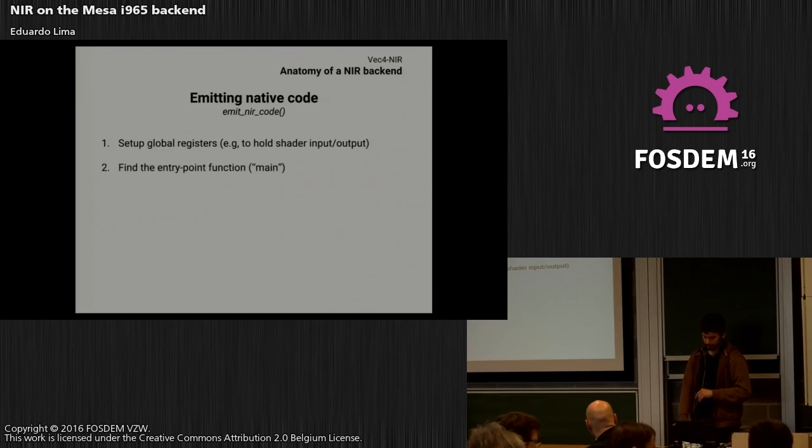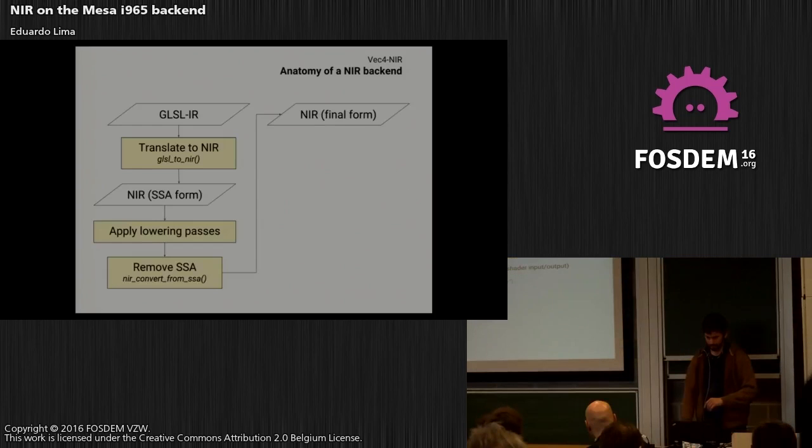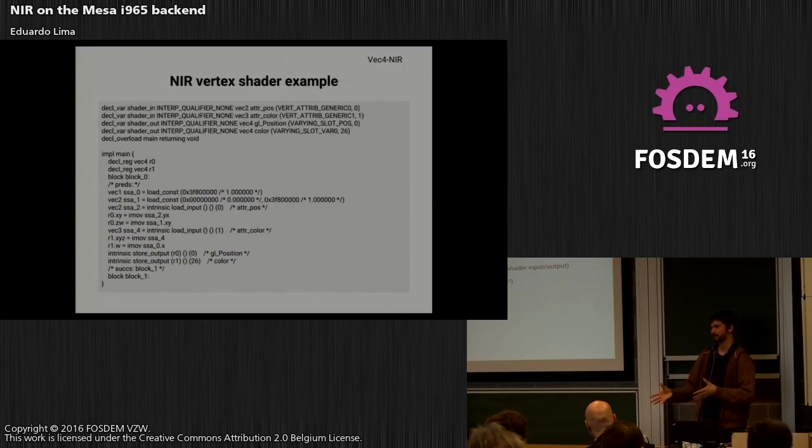So in the case of the input and the output of the shader, which in the case of the vertex shader, for example, is geometry, and uniforms, these are the kind of things that we initialize for the whole program. And then we get to the main function of the shader, which is the entry point of the shader.